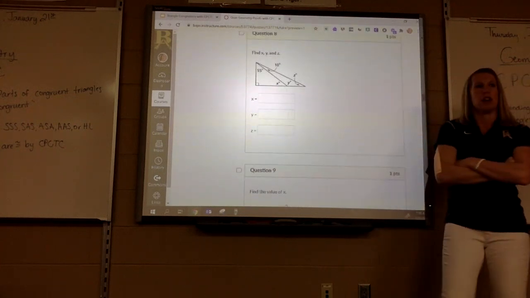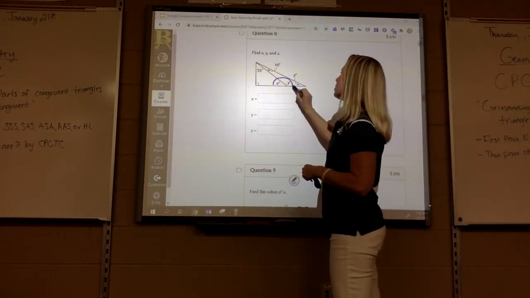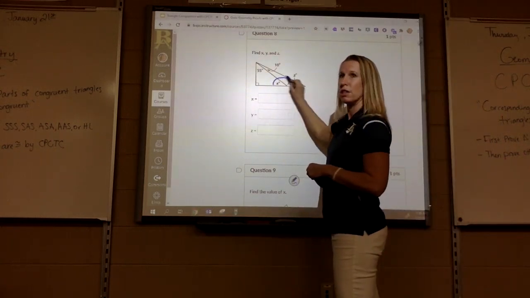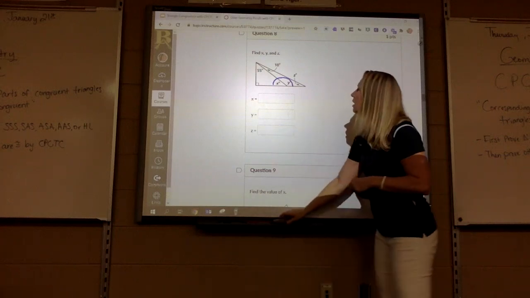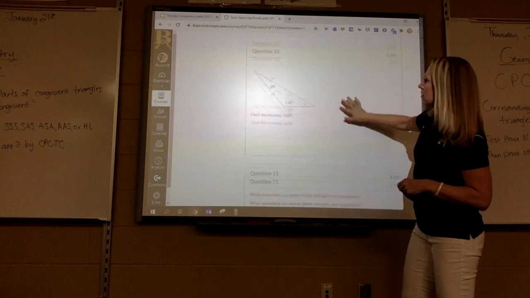What do all the angles in a triangle add up to? 180. Look for your linear pairs. These would be a linear pair, so they would add to 180. Look for your vertical angles if there's vertical angles.